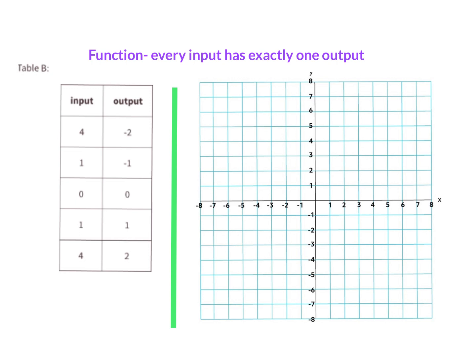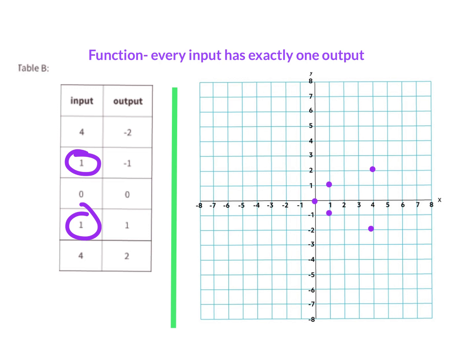Let's check table B. Okay, so we focus on the inputs. Every input has exactly one output. So let's see, I have 4, that's fine. Oh, look, I have 1 here twice. So this is not going to be a function. Let me show you how it doesn't pass the test when you graph the points. So over 4 down 2, over 1 down 1, 0, 0, 1, 1, and 4, 2. Ooh, twice it doesn't pass the test.